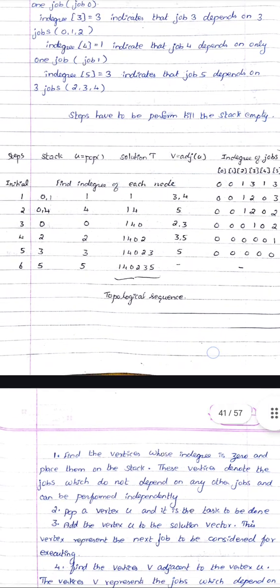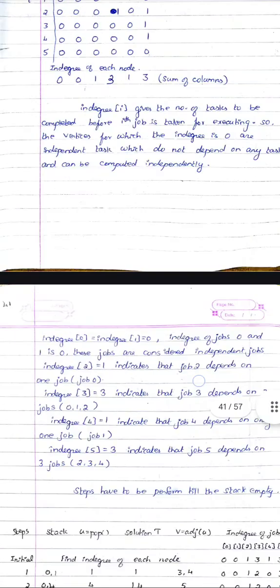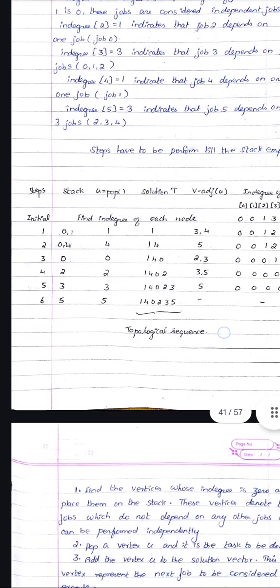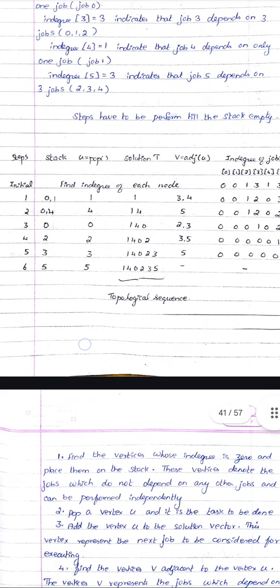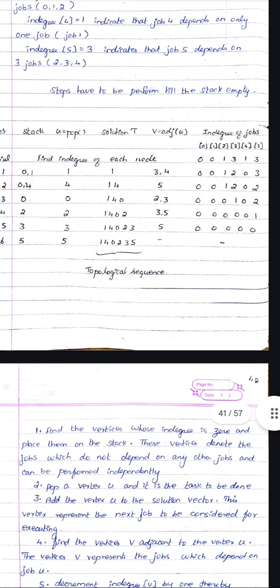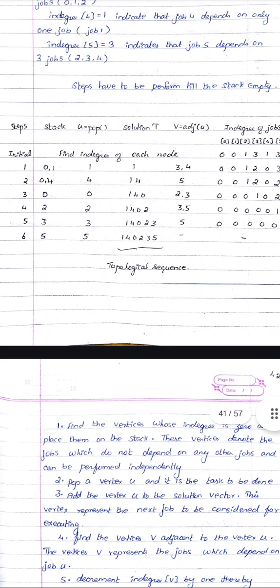Then next, for 4 also we will not be having anything, so we will take 4. Then solution T is 1, 4. Then 5 is the adjacent, so you reduce its in degree by one. Then next pop 4. Pop 4 has already happened and there is nothing more here.